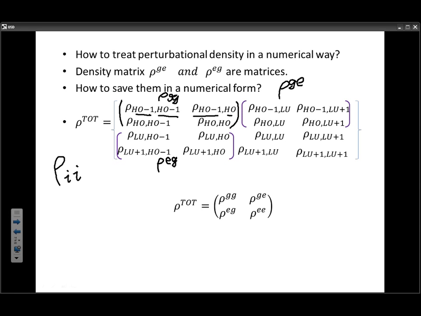And the pair of unoccupied orbitals is the excited state density. This is just an example of the density matrix near the band gap.